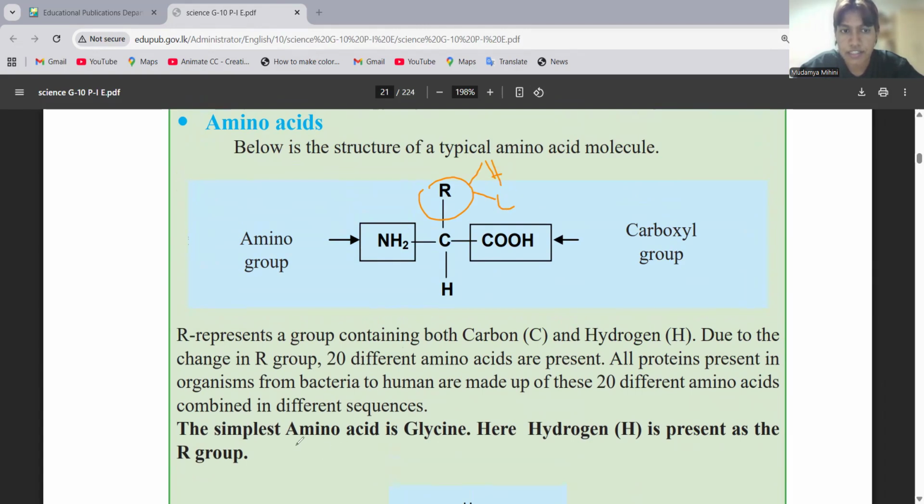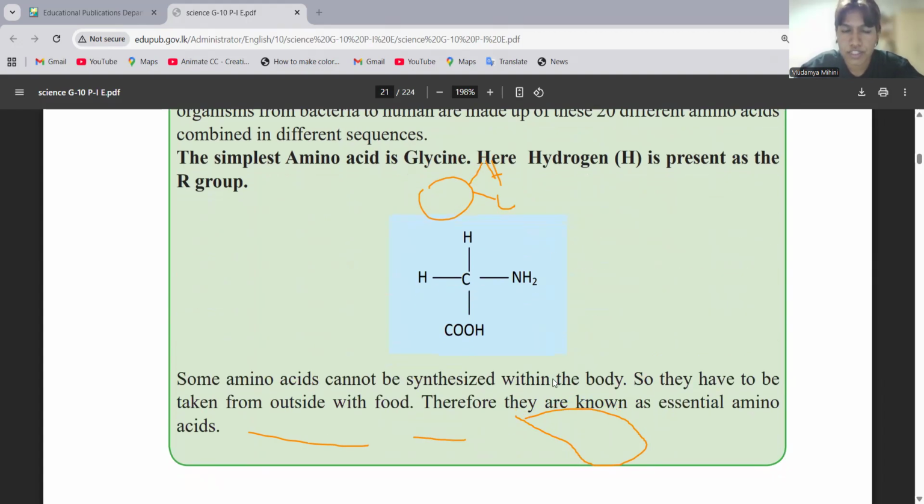And they say the simplest amino acid is glycine. So the R group consists of hydrogen in this part. So you can see this is the image of glycine.